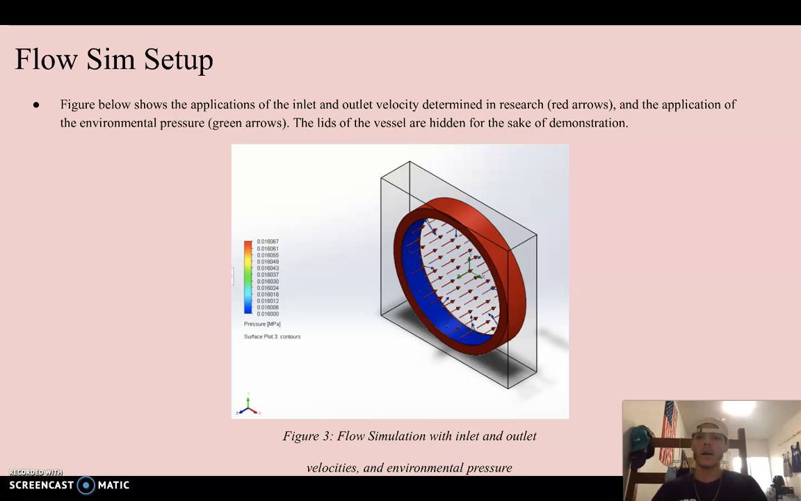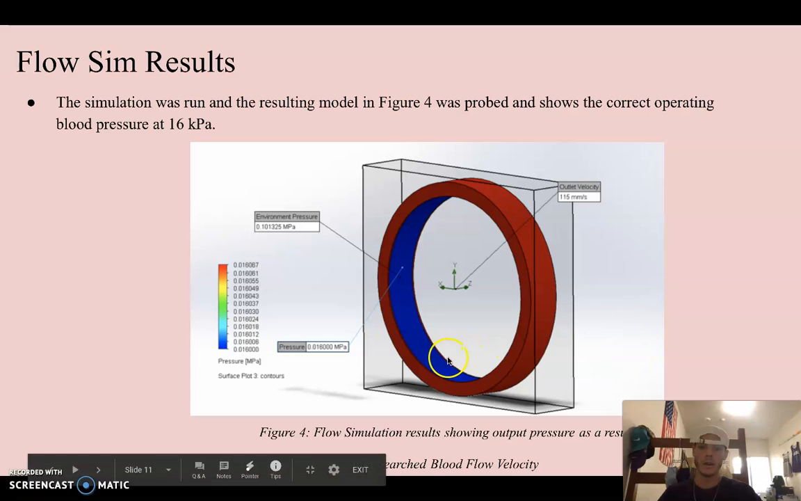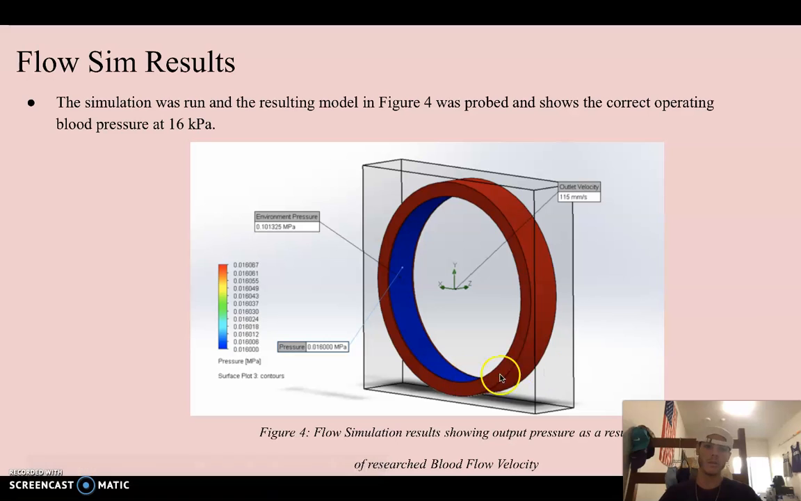So here is the flow sim setup. We have the inlet and outlet velocities denoted by the red arrows in the vessel, and the green, or slightly blue in this case, arrows denoting the pressure. And you can see on the left, the contour plot is dark blue, and that results in that 0.016 pressure. There also are lids in this model that are enclosing this vessel as an internal flow sim, but I went ahead and hid those for the sake of demonstration. And again, here is the pressure that we found of 0.016 MPa, which is the correct operating blood pressure for a human.